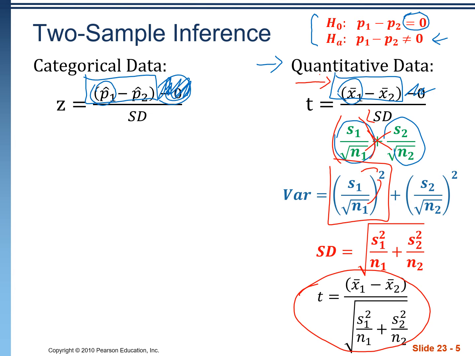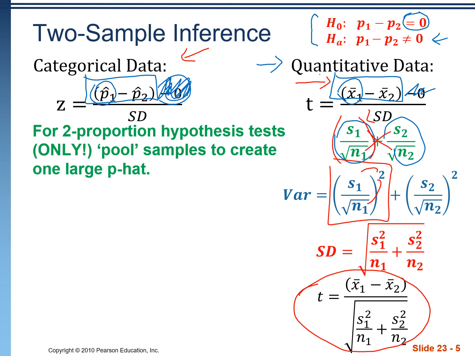So for the categorical one, this is the particularly tricky one. Because for two proportion hypothesis tests and two proportion hypothesis tests only, we're going to pool our two samples. We're going to create one large p-hat. And that's based on the fact that up here, our null hypothesis is saying that our two proportions are actually the same. Any difference that we're seeing in these two sample results is just a result of natural sampling variation.